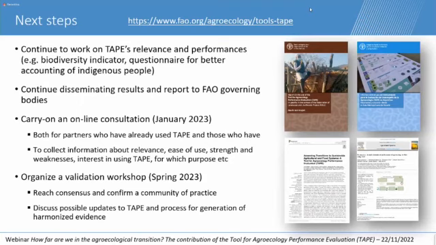And this will be in order to consolidate the whole learning exercise that we had with TAPE over its long piloting phase, to reach a consensus and confirm the community of practice around TAPE, and also to discuss the possible updates, the possible advanced criteria, like we see, for example, for biodiversity, that are proposed for TAPE for specific contexts and specific research agenda sometimes. And what kind of process do we need for continuing the generation of harmonized evidence as FAO and as we were requested to do by our member nations. Thank you, and over to you, Remy.